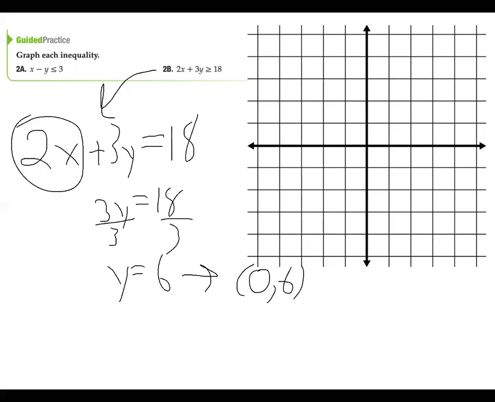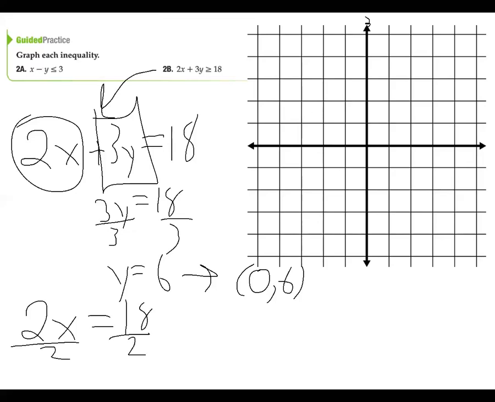So 1, 2, 3, 4, 5. That would be up there. And then substitute 0 in for y, and I would have 2x equals 18. So divide by 2, and you'd have x equals 9. So actually what I'm going to do, because those don't fit on the coordinate plane as I have them, I'm going to say each tick mark is worth 2 on the x-axis and the y-axis.